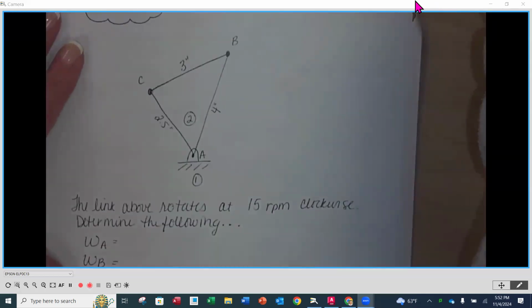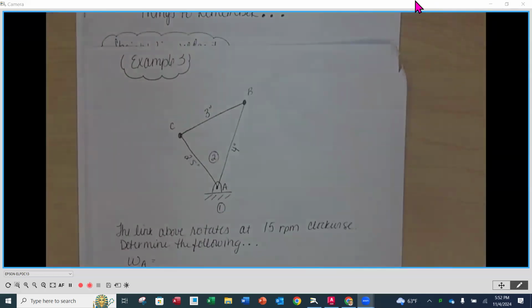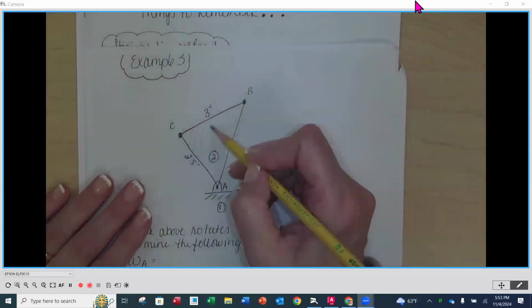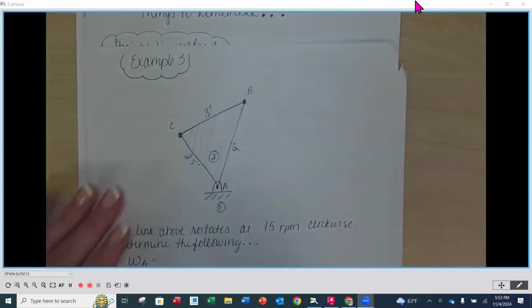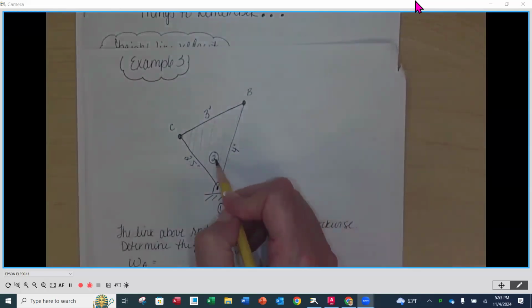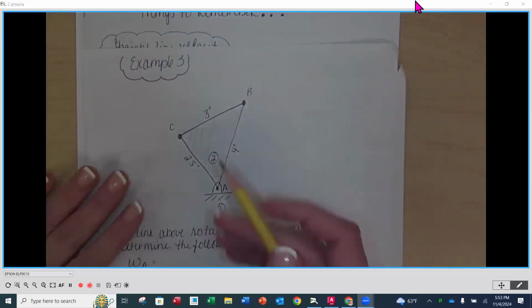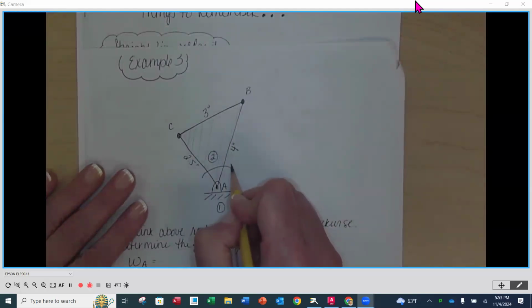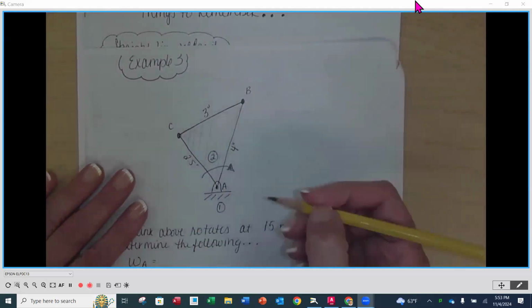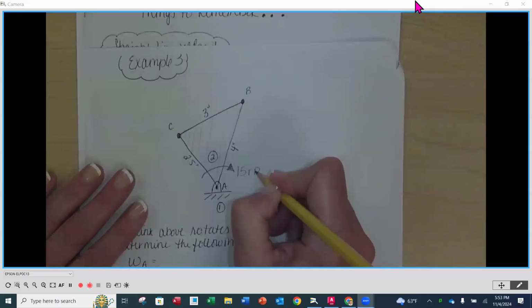The next one that we have here is example 3. So we have a link, and it's a link that's like a triangle. It's a single link rotating around point A, affixed to the frame. This is link number 2. This is A. It says the link above rotates at 15 RPMs clockwise. So this entire link is going clockwise at 15 RPMs.